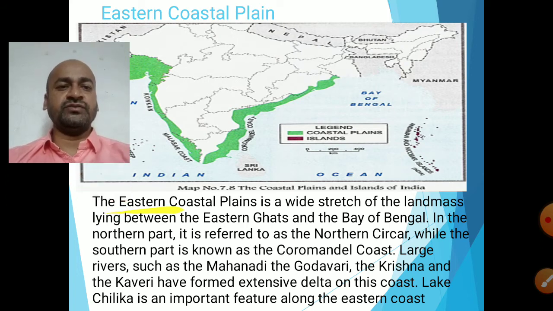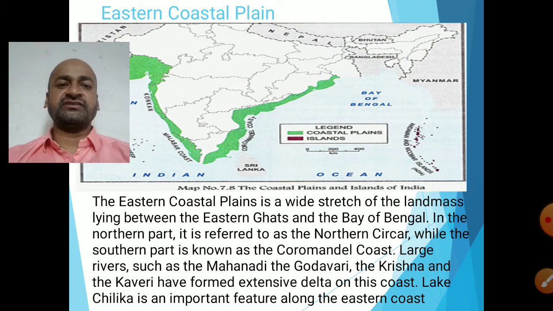The Eastern Coastal Plain is a wide stretch of landmass lying between the Eastern Ghats and the Bay of Bengal. In the northern part, it is referred to as the Northern Circars. This entire area is the Northern Circars, while the southern part is known as the Coromandel Coast.